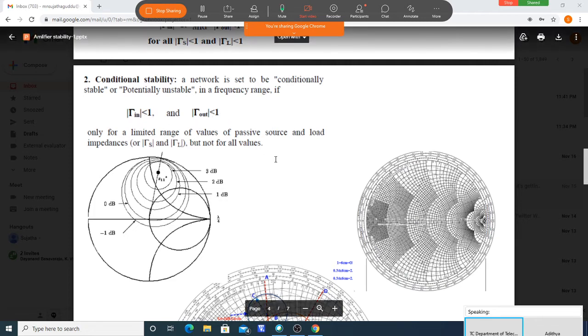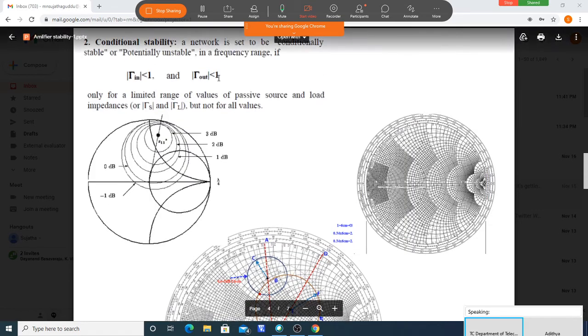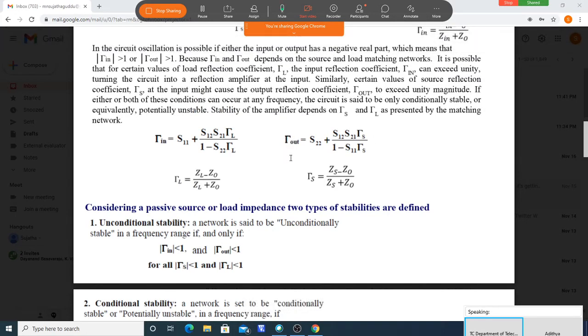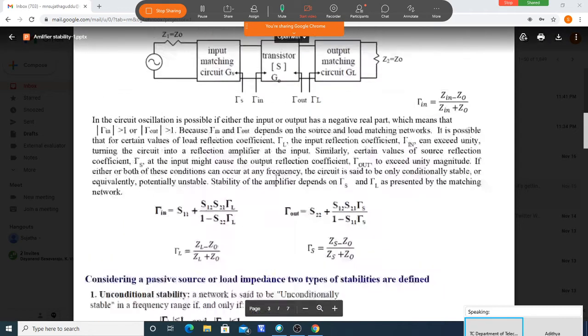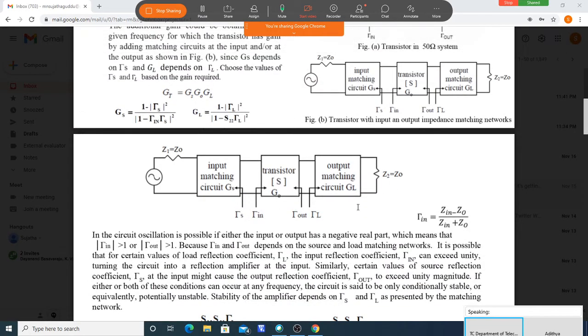Similarly, for ZS also, we cannot take any value over this. If you take any value, this Γout, because Γout depends upon ZS here, may become greater than 1. If Γout or Γin becomes greater than 1, the system starts oscillating. That is called instability. It may not be in a stable state; it will not maintain its gain stable. The gain may change.